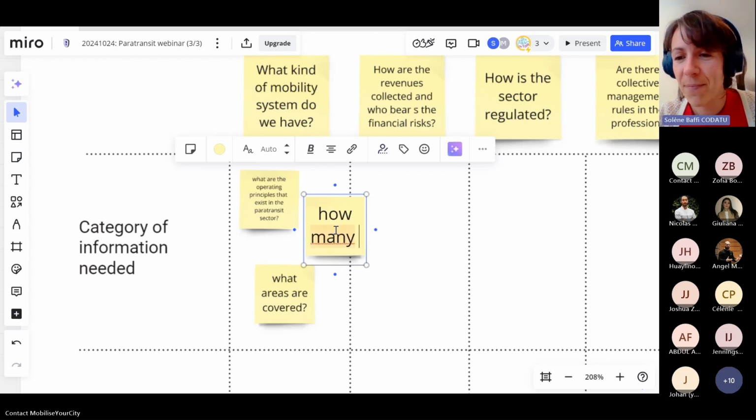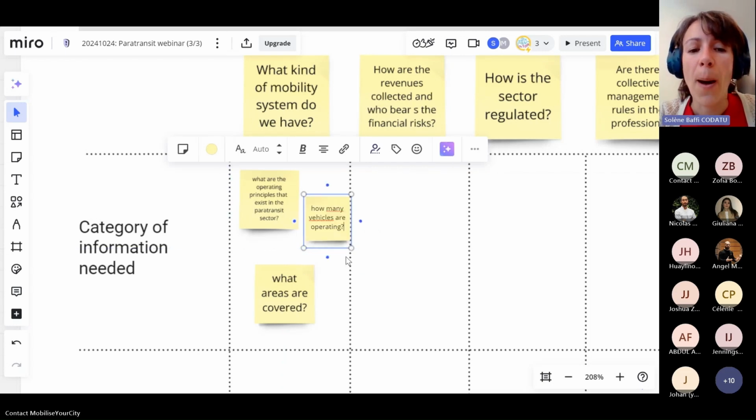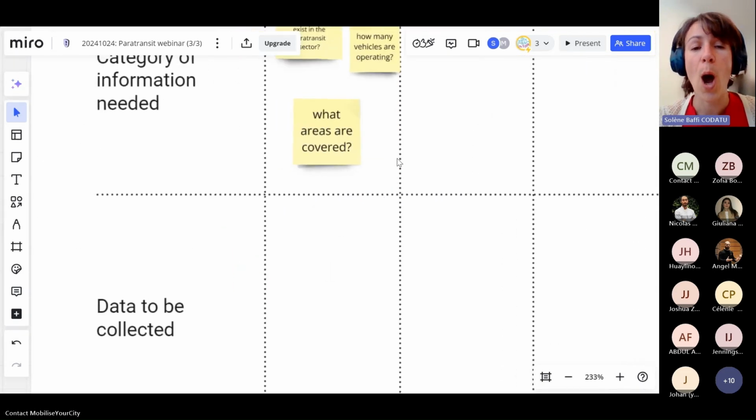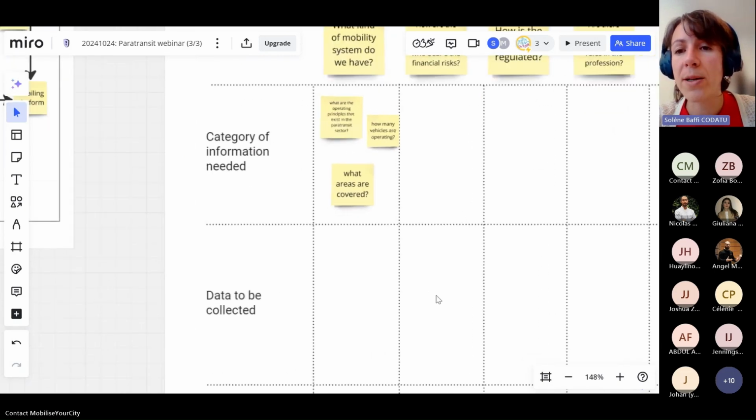So I leave it up to you to complement these ideas, but also, if you have suggestions on those specific pieces of information, what would be the sources that we could use? For instance, if we want to know how many vehicles are operating, or what are the areas covered by the operators, where could we look to get this information? What type of data? Yes, thank you, Johan.